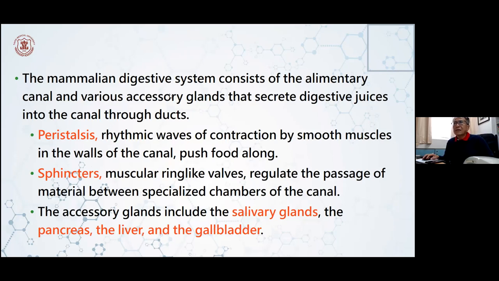And in the digestion systems, there are several accessory glands, including the salivary gland. Salivary gland in the mouth. Salivary gland will release the amylase to digest the carbohydrates. And the pancreas is a very important digestive organ, and the liver and the gallbladder. I will introduce the function of these glands later.